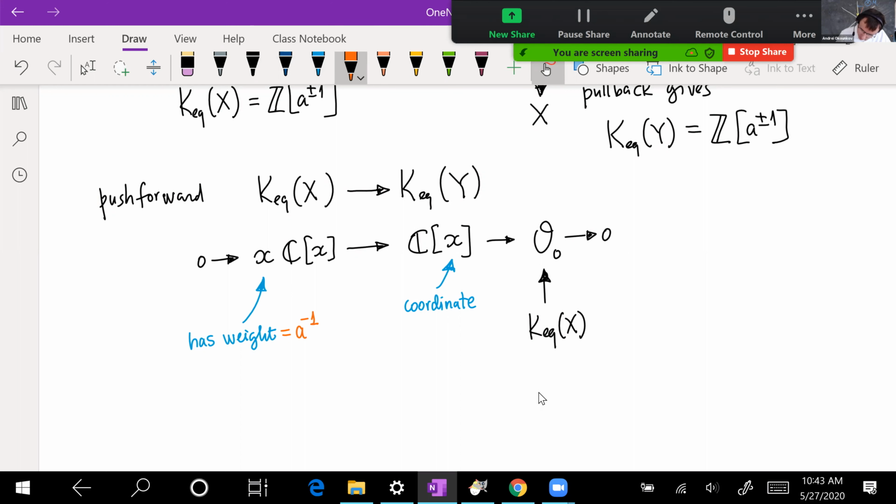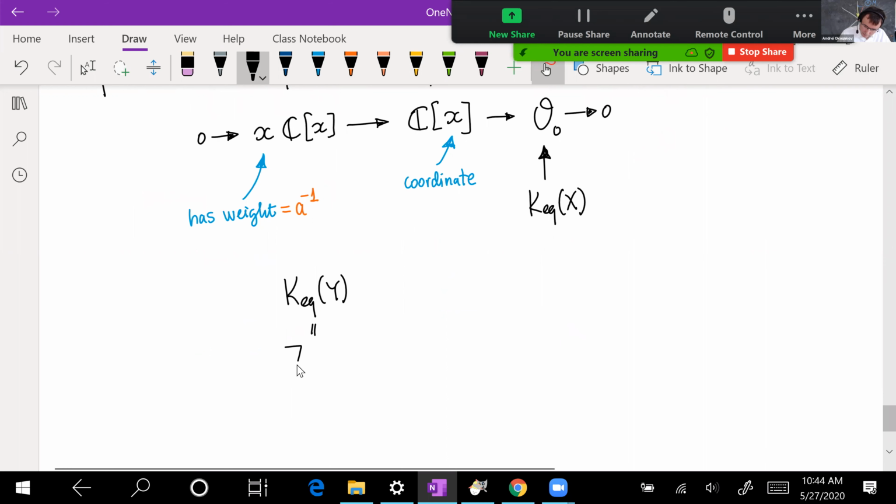And so that tells me, if I consider this exact sequence, that the K-theory of Y, which is polynomials in A, this is the generator of this K-theory, a trivial bundle, maps by 1 minus A inverse to the K-theory of Y.